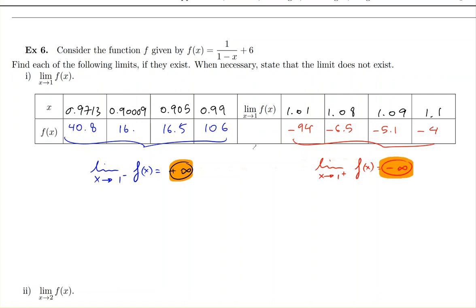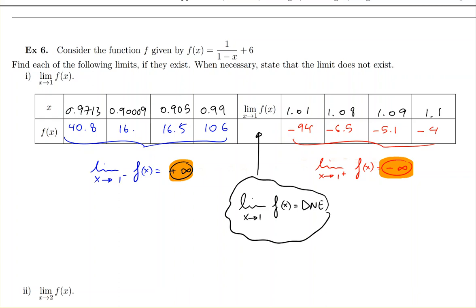So what does that mean for the 1? What number should go in the middle? As I approach 1, regardless of direction, on this function f of x, what's the limit? Well, the limit does not exist because the numbers on the left and the numbers on the right are not agreeing with each other. They're not all turning out to be the same amount.